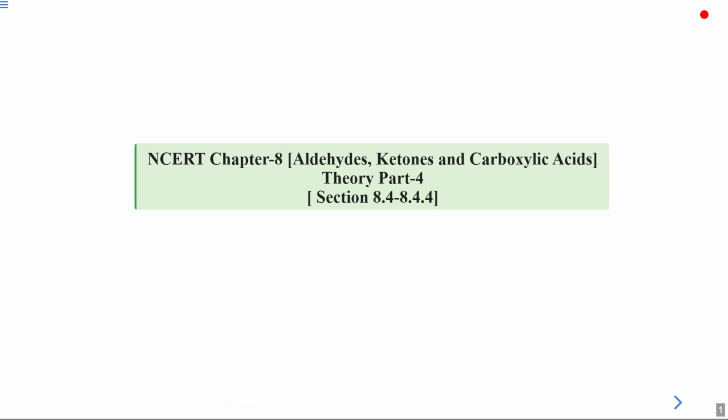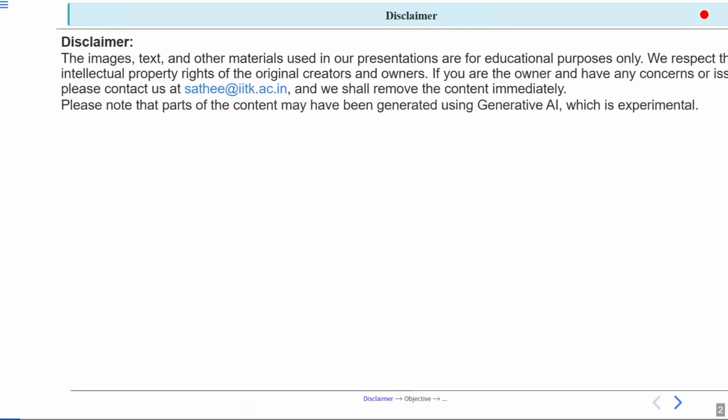Hello students. So today we are going to see NCERT chapter 8, which is aldehydes, ketones and carboxylic acids. And today is the theory part 4. So we will cover the NCERT section from 8.4 to 8.4.4.